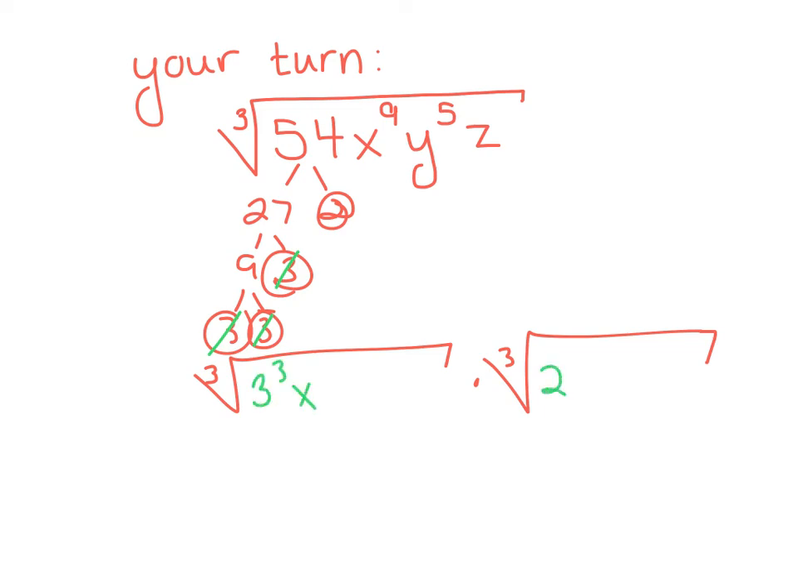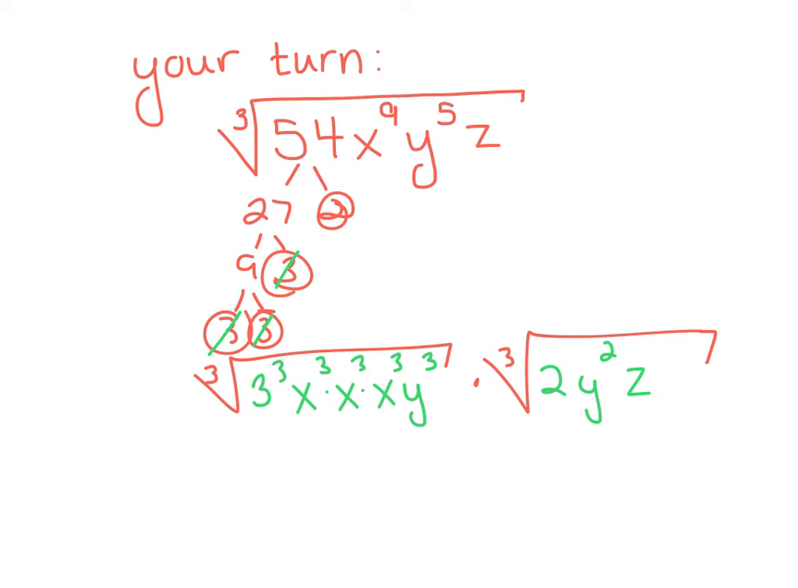X to the 9th, well, it's going to be x to the 3rd. Another x to the 3rd makes it x to the 6th, and another x to the 3rd would make it x to the 9th. Keep your base, add your exponents. Y to the 5th, well, I'm going to have one group of 3. So y to the 3rd, and I'd have 2 left over, y to the 2nd. 1 z, well, I don't have a group of any z's there I can pull out.